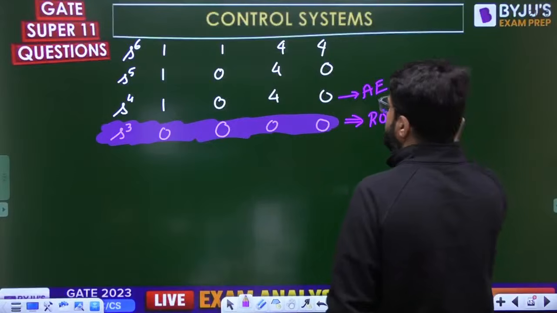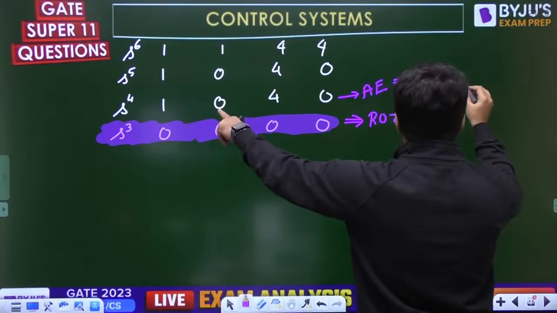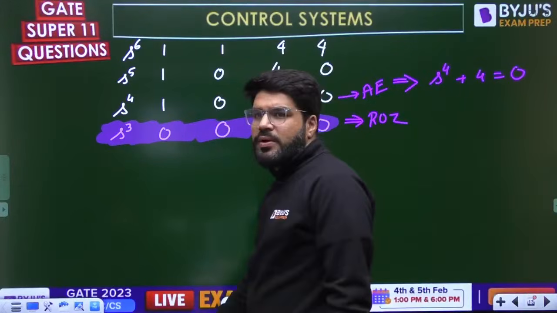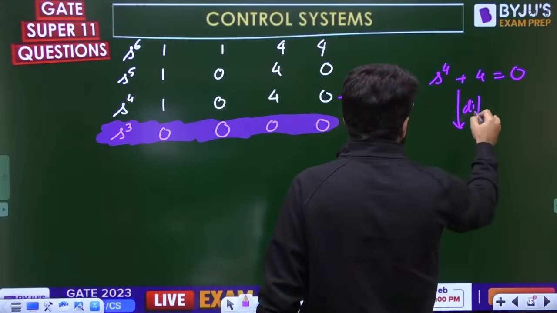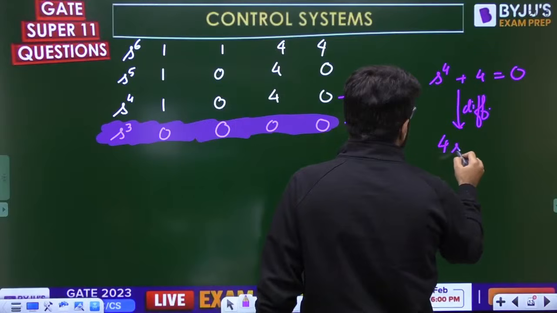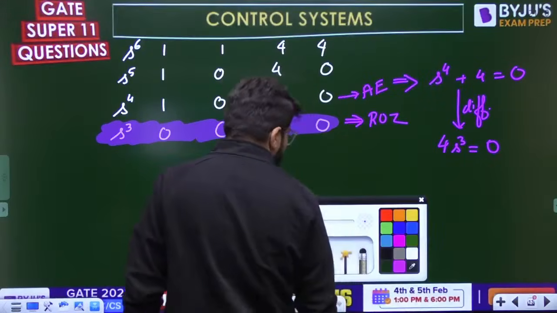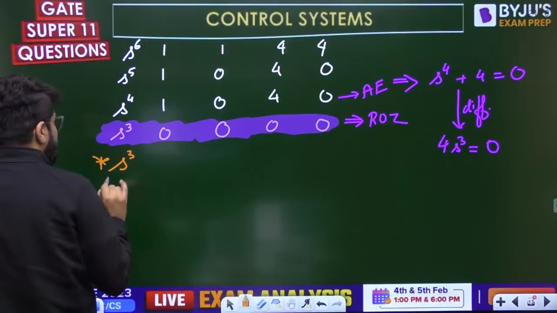I'll write it right here, very simple. S raised to the power 4, 0 into S square, this will be 0, so directly 4 into S to the power 0. So S to the power 4 plus 4 equal to 0. And then the next step is to differentiate the auxiliary equation, so you get 4S cube equal to 0. So now I will have the modified S power 3 row.